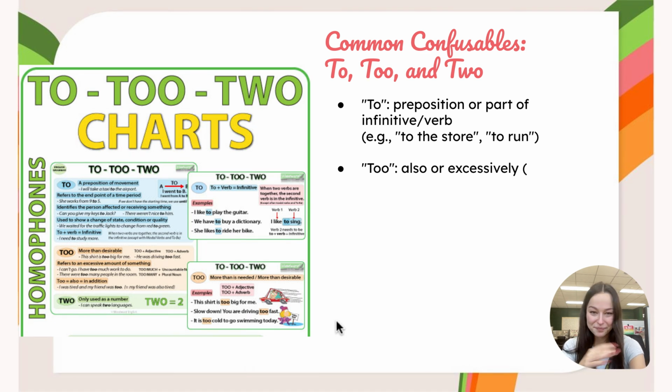The too with the double O is used to mean the word also, right? So it could be interchanged with also, or used when something is excessive, meaning there's a lot of it, okay? So I like that too, with double O, could be used interchangeably with I like that also, okay? You would also use the double O too when something is excessive, like that is too much, or it is raining too hard out. Anything that is too much, right? It's excessive. You're going to have to take that extra excessive step and add that extra O.